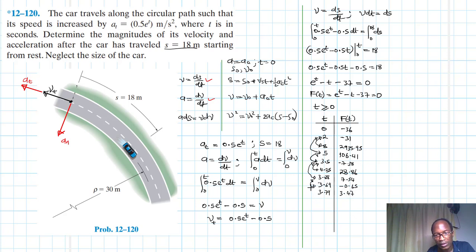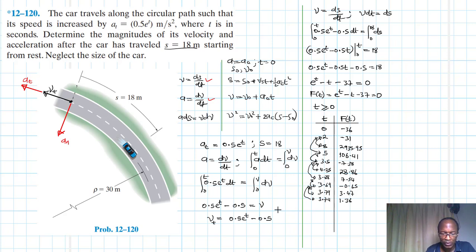We have 3.47. Okay, the 2 again. 3.79 plus 3.69 divided by 2 is 3.74. Let's plug it in. This is 1.36.